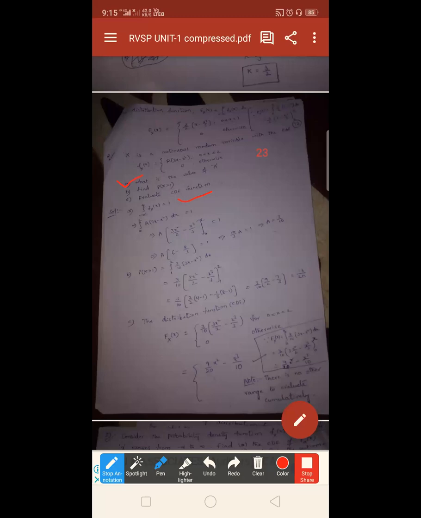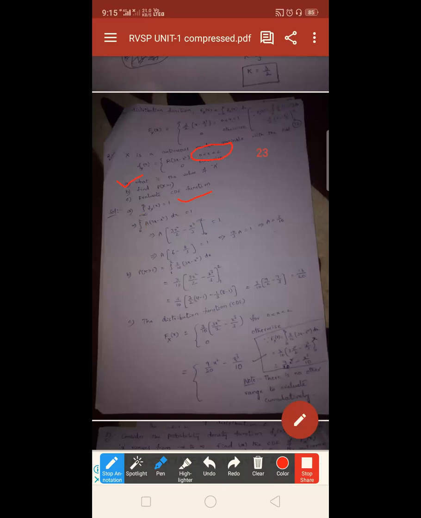And here we have to change the limits of integration. Why? Here the limits are not minus infinity to infinity. We have to change the limits according to the given problem. In the given problem, the values of x range from 0 to 2 only. For the remaining values of x, the function is not defined, the function value is 0. So you have to change the limits of integration to 0 to 2.